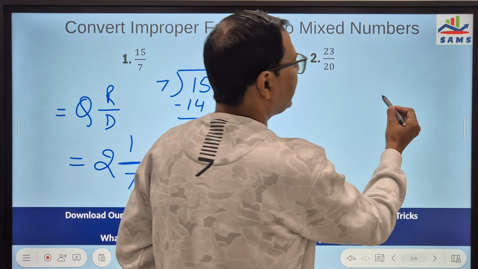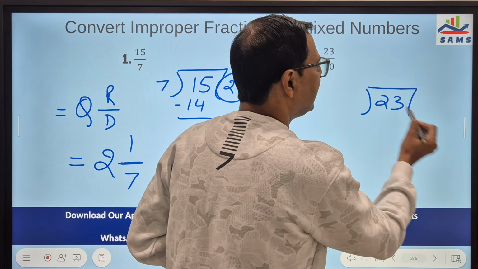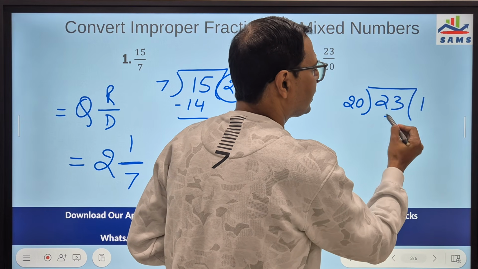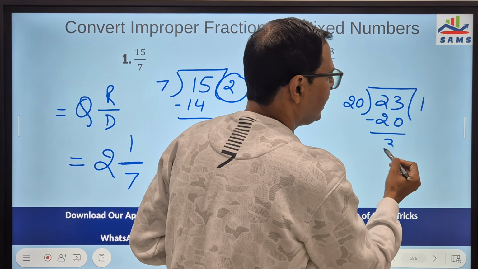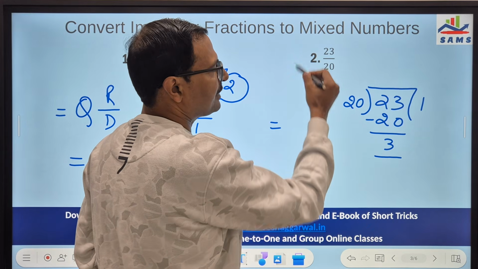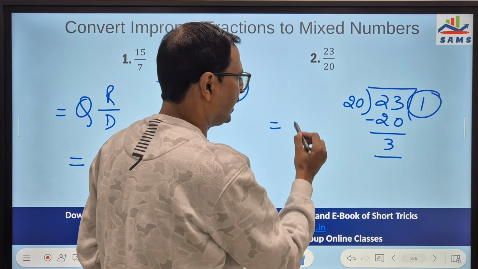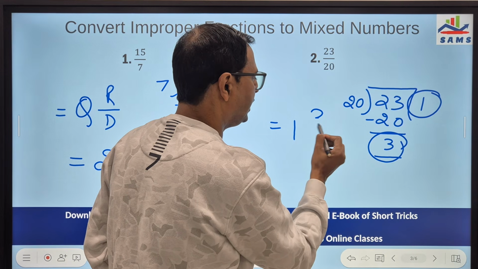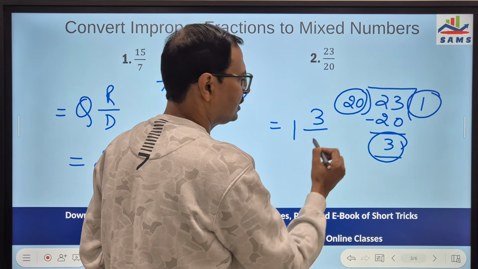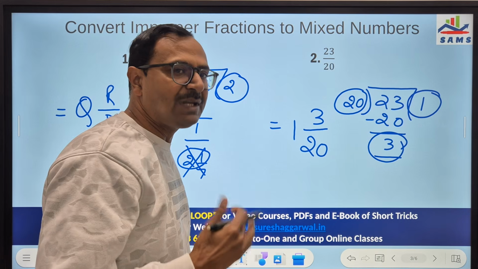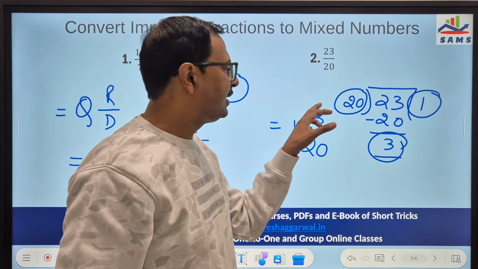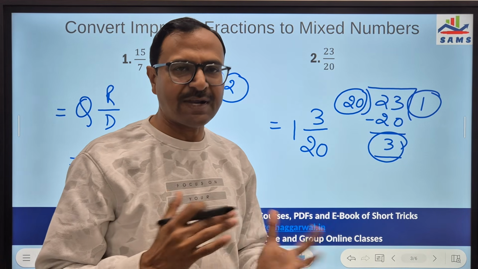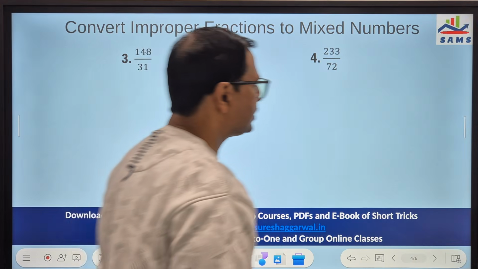Likewise 23 by 20. So I can divide 23 by 20. 1 times 20 is 20 and remainder is 3. So what is the representation? Quotient 1, remainder 3 and then divisor 20. So 1 3 by 20. 1 is the whole number part. 3 upon 20 is the proper fraction part. Let's have more questions.